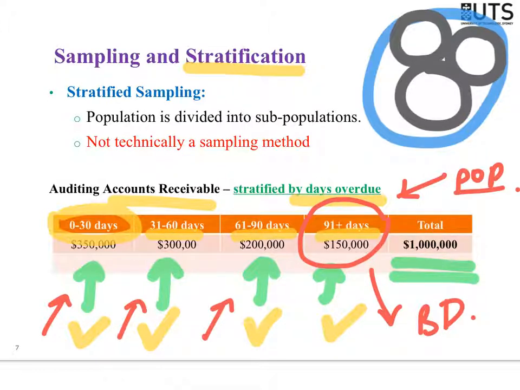So stratification, I must say, is not a sampling method itself. It is the process by which we break down the population into smaller groups and then look at each group as its own population. That's the key, okay? But that's another important concept for you to know.